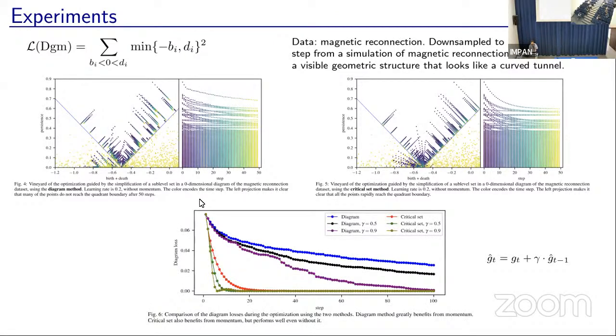And another way to look at this is to look at the loss, right? Just to visualize what this loss is using two different methods, the diagram method and the critical set method, and to keep track of it over the steps. This plot shows you immediately that if you use the diagram method, the loss decays very slowly. If you use momentum, you get better performance, but still comparatively slow, whereas the critical set method, the red curve, just shoots down, right? Because it takes a whole bunch of simplices at once and pushes them all down. And another interesting thing is that although for the diagram method the momentum helps a great deal, the difference between blue and purple is quite large, for the critical set method it's much less significant. Going from red to green is not quite as dramatic.